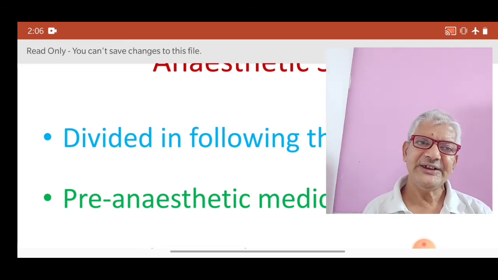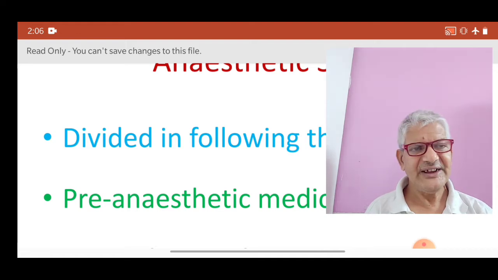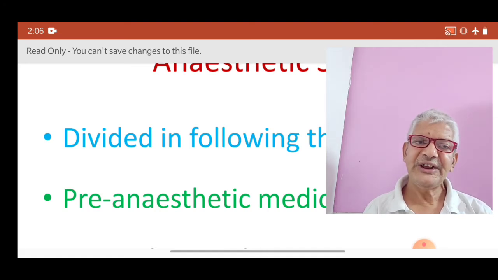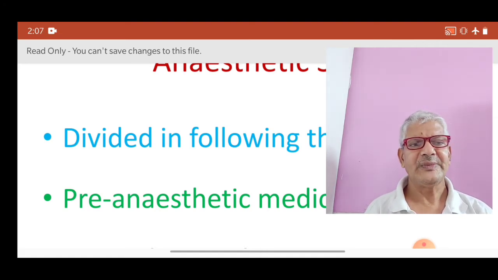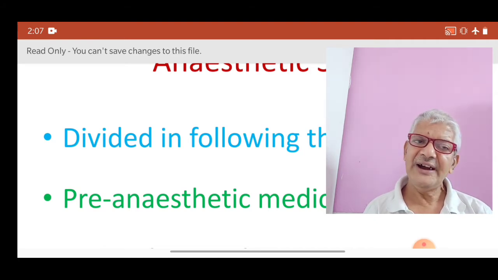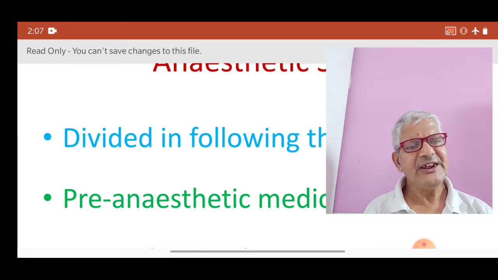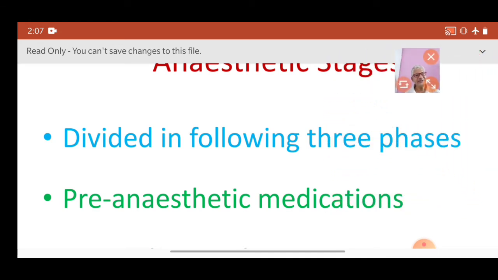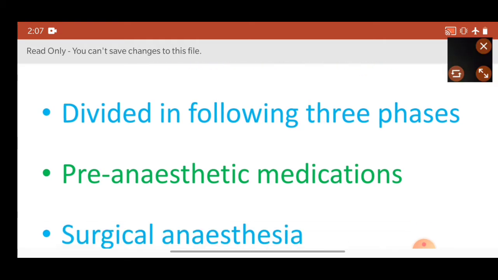Our today's topic is pre-anaesthetic medications that are used in the pre-anaesthetic stage. Today we will discuss these pre-anaesthetic medications. Before starting these, we will try to understand the objectives or aim of pre-anaesthetic medications. Let us start. What are the objectives of pre-anaesthetic medications?